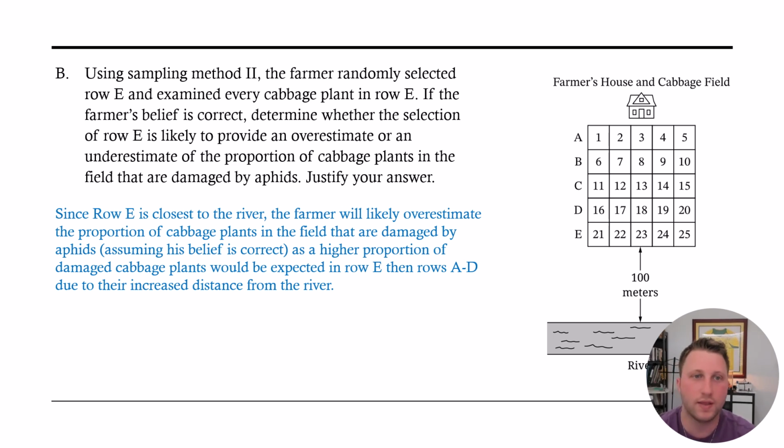So far, these first 2 FRQs have been very heavy on writing, very heavy on the use of reasoning and justification. So since row E is closest to the river, the farmer will likely overestimate the proportion of cabbage plants in the field that are damaged by aphids, assuming his belief is correct, as a higher proportion of damaged cabbage plants would be expected in row E than rows A through D due to their increased distance from the river.